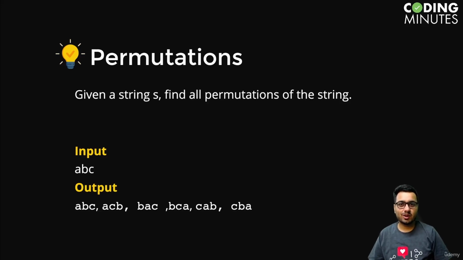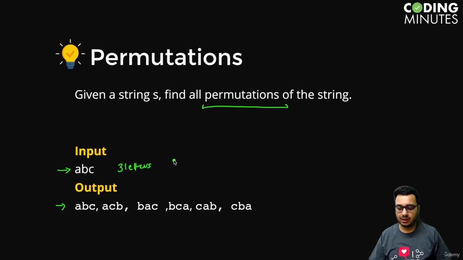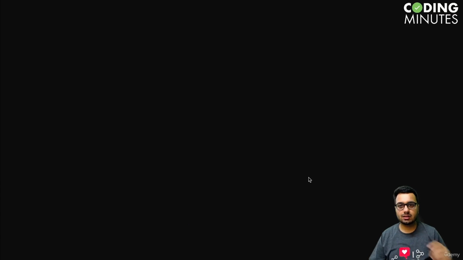Hey everyone, so let us move on to the next question, that is finding permutations of a string. I know you must have studied permutations, but let us discuss how we can write code that can generate all permutations of an array or of a string. We are given this input, and this string has 3 letters, so we can form 3 factorial, that is 6 permutations. We need to print all the 6 permutations. So let's see how we can solve this problem.